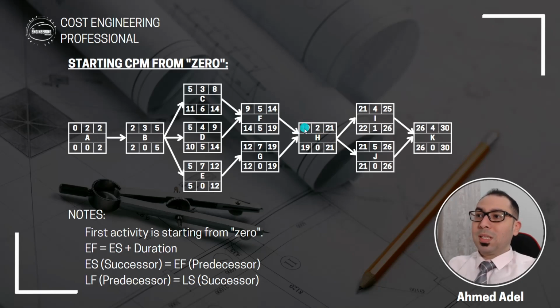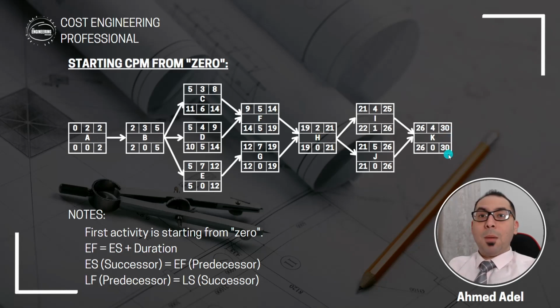Once the 19 comes here, 19 plus 2, that's 21. The 21 will go here and here. 21 plus 4, that's 25. 21 plus 5, that's 26. So 25 or 26, 26. The 26 will go here, plus 4, that's 30. And 30 is the project duration. So what we did now is the forward pass.